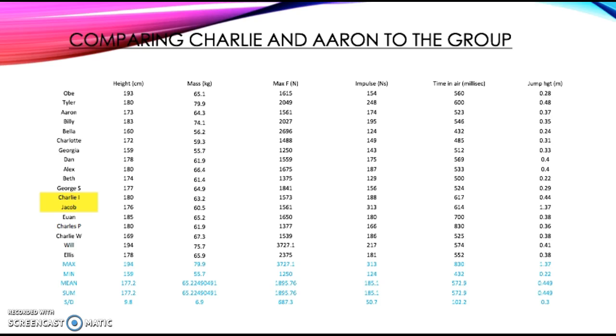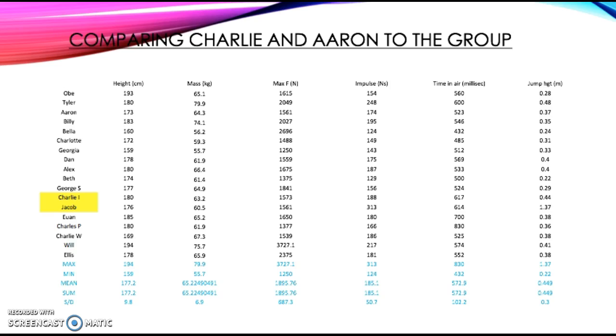Charlie has a larger force, and this could be one reason why Charlie had a larger time in the air. Charlie was above the average for the time in the air, 617 milliseconds, but Aaron got 523 milliseconds, which was below the average.